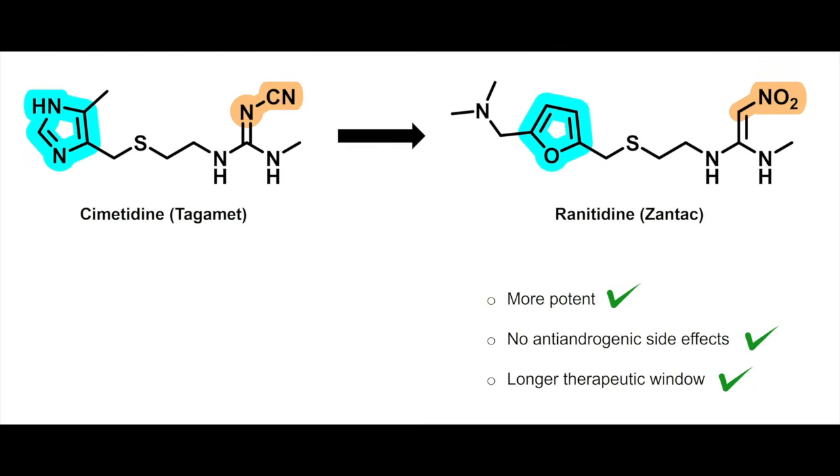Scientists at GSK had a brilliant idea. What if they could keep everything that made cimetidine work, but swap out the problematic imidazole ring? They tried dozens of different rings, and then boom, they replaced the imidazole with a furan. Seems simple, right? Just switching one 5-membered ring for another, but the results were mind-blowing.